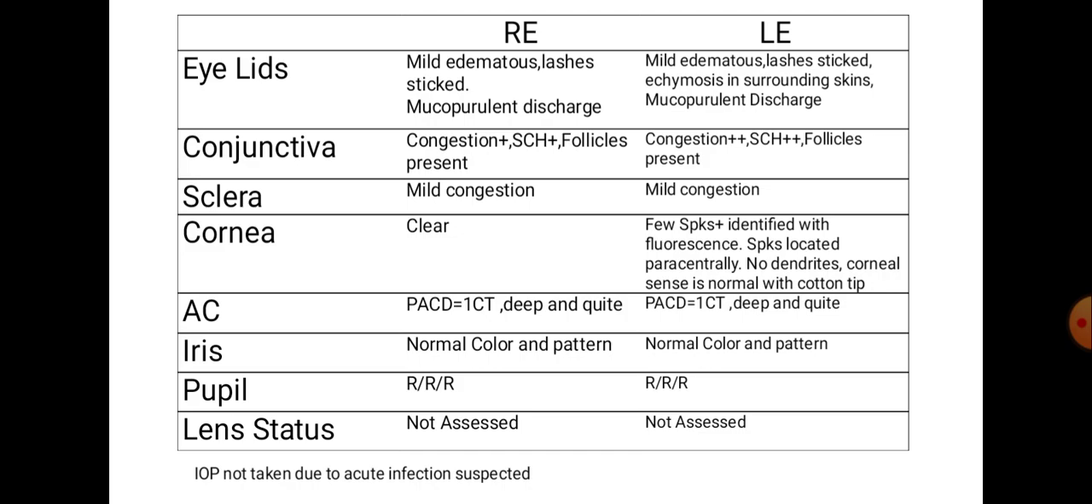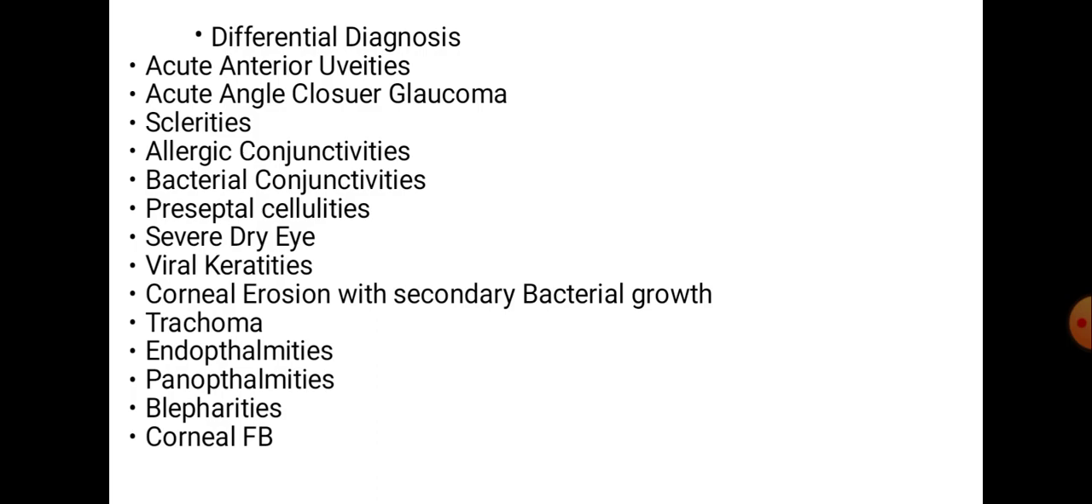So next thing is the differential diagnosis. There are very many differential diagnoses: acute anterior uveitis, acute angle closure glaucoma, scleritis, allergic conjunctivitis, bacterial conjunctivitis, preseptal cellulitis, severe dry eye, viral keratitis, congestion, secondary bacterial infection, trachoma, endophthalmitis, blepharitis, and corneal foreign body. We have to rule out all these cases, right?